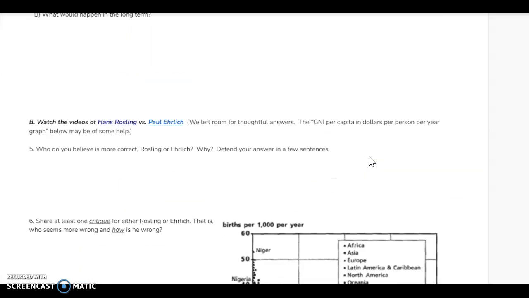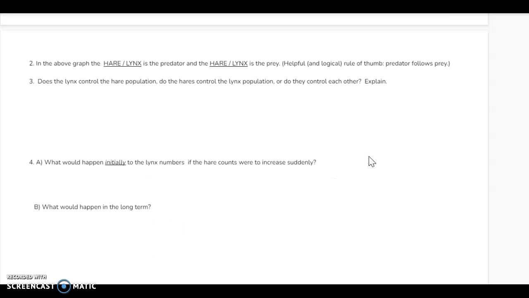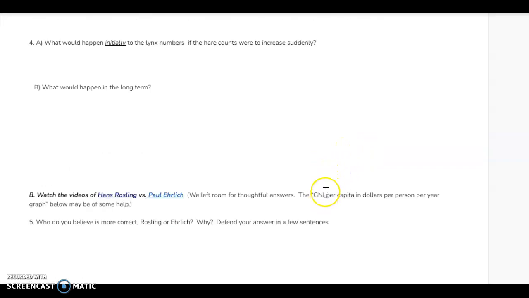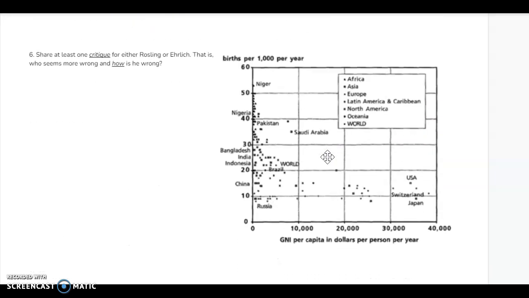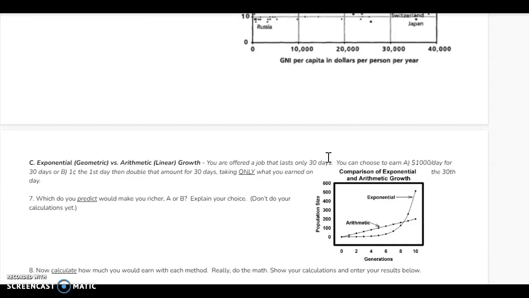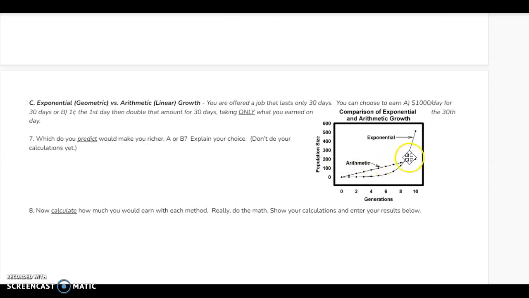Okay, second graph. Some of these questions here are what you think. Just think about what happens in nature and what you think a logical idea would be here, and just try to back up whatever you think with some evidence, some logic. Okay, I don't think you asked about this graph, but the third one here, exponential or geometric versus arithmetic or linear growth.